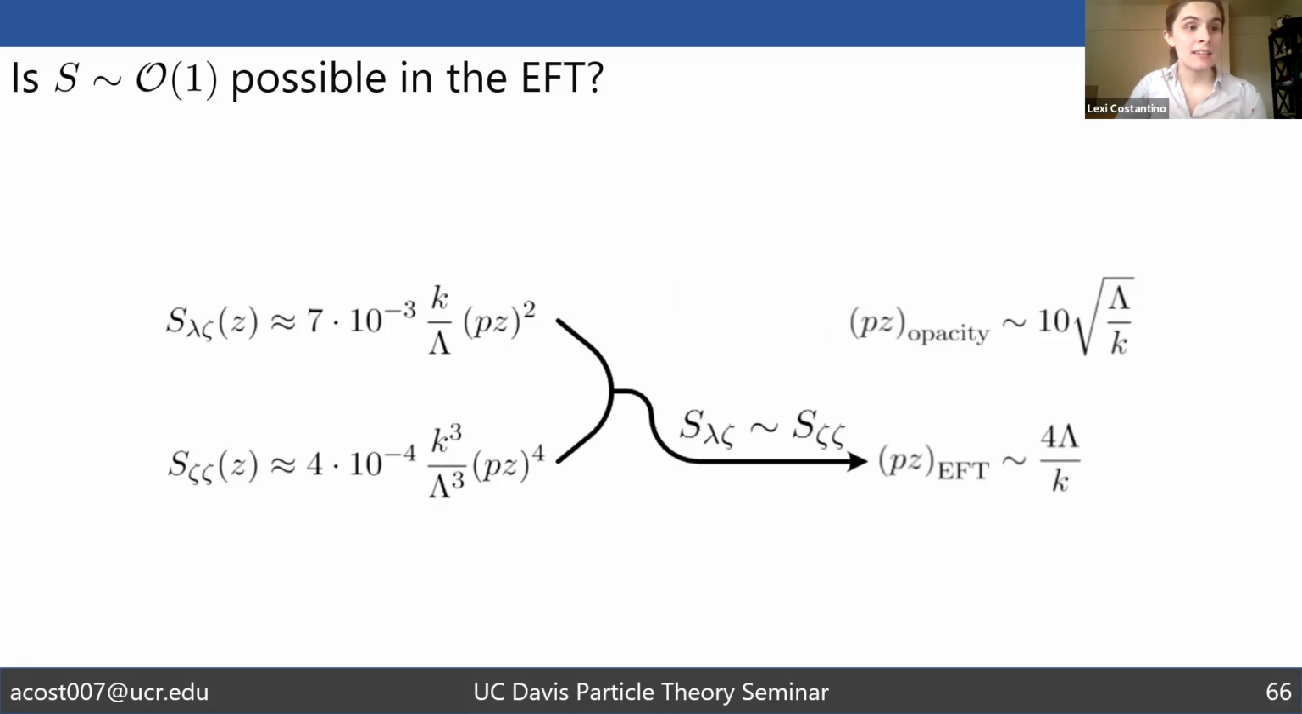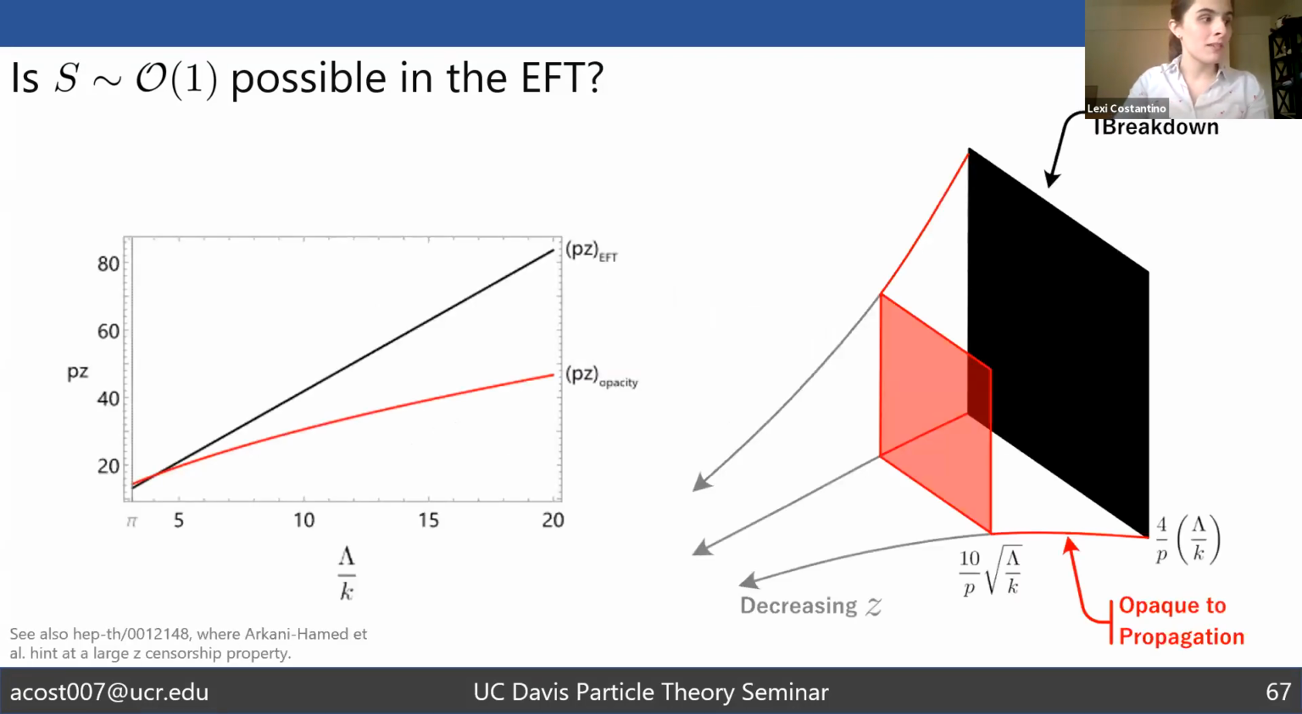And this happens at a function of lambda over k without the square root. So they have a slightly different functional dependence. And so if we plot the functional dependence of both of them, we see this. We see that the PZ at which the EFT breaks down is always at some larger value than the PZ at which this exponential suppression, which we call opacity, occurs.